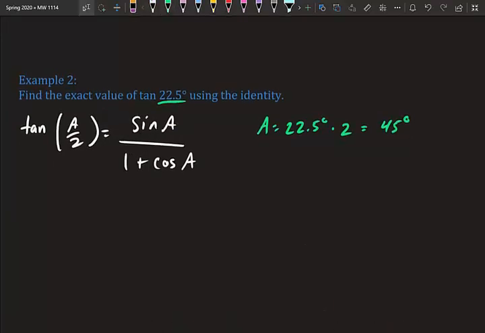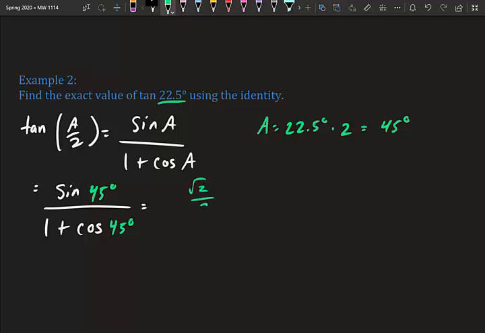All right, so let's go ahead and plug it in. We have sine A, which is 45 degrees, over 1 plus cosine A, which is 45 degrees. Use your unit circle and go ahead and figure out what sine 45 is. So when you use your unit circle, sine 45 is square root of 2 over 2. And that's over 1 plus, so cosine 45 on the unit circle is square root of 2 over 2.